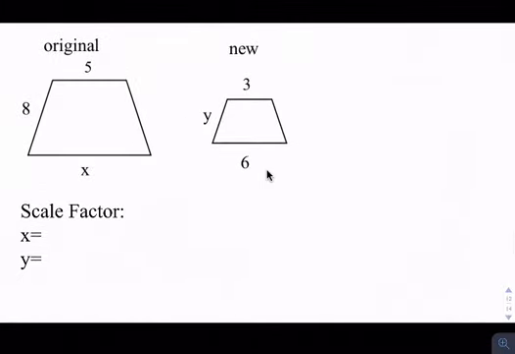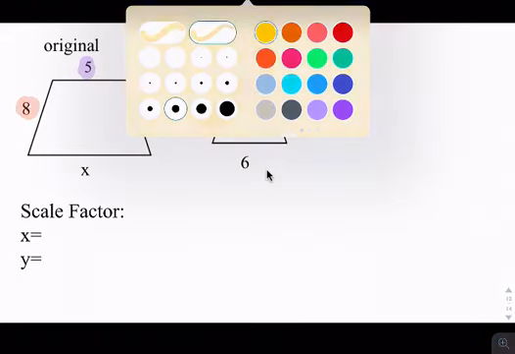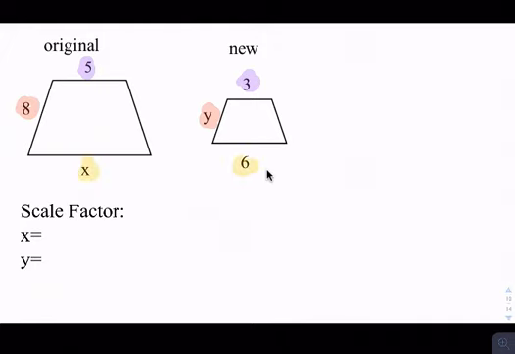All right, my last one. Once again, I have two shapes. This one's getting smaller. So here's how I'm going to do this one. I have 3 to 5 as my new over original, so it is the same as 0.6. I could take my new and multiply by 0.6, so to find y, I can do 8 times 0.6.